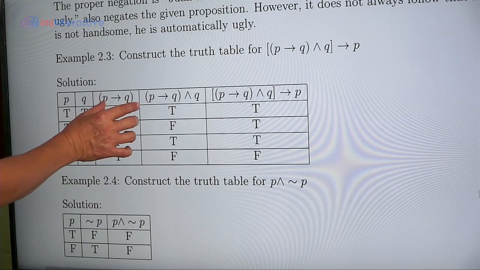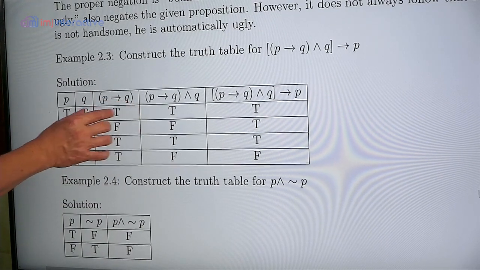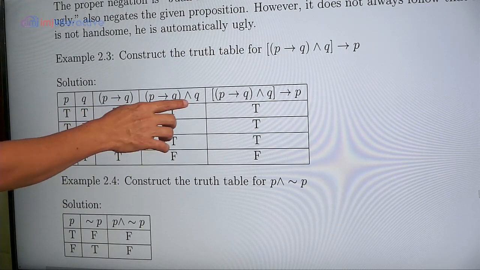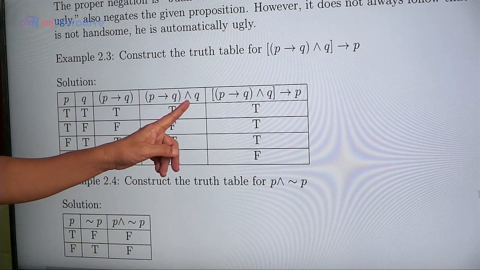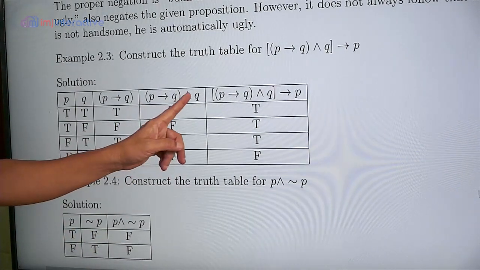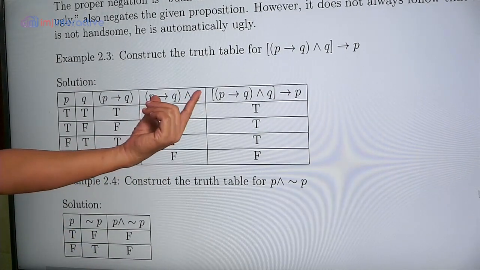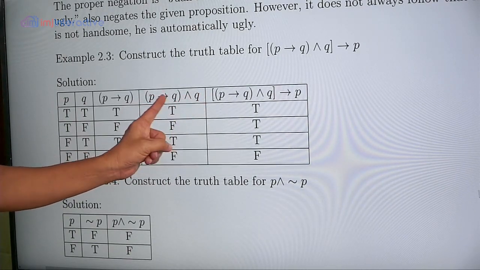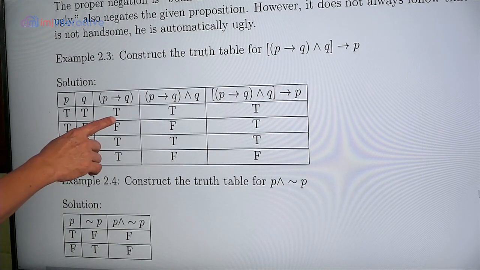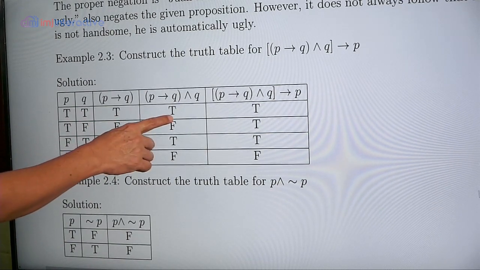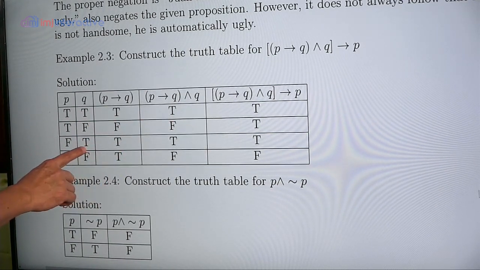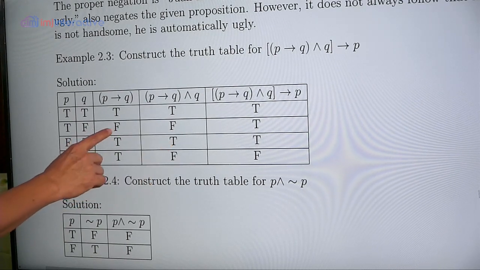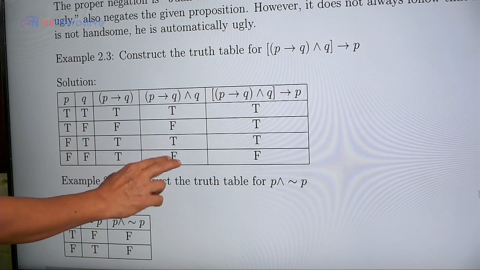Next, you have to look at the third column and the second column. This is an AND, so conjunction. The rule for conjunction is the two propositions will only be true if both are true. True, true, true. So these two should be false.